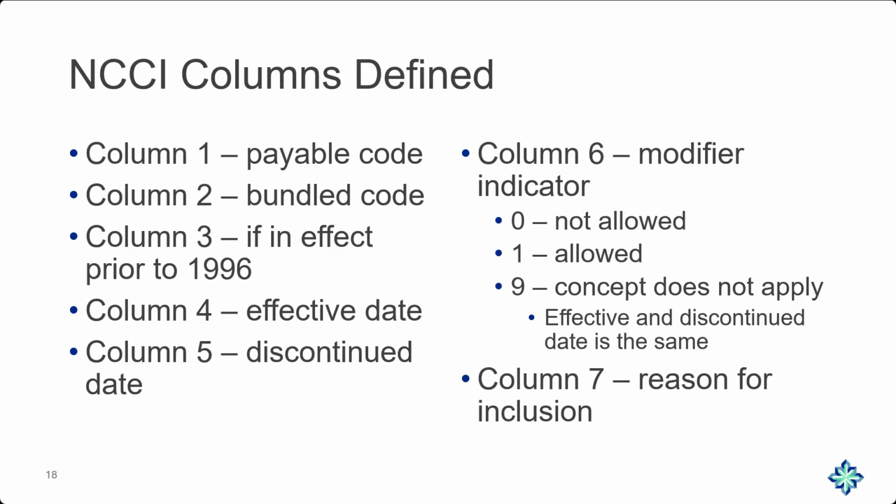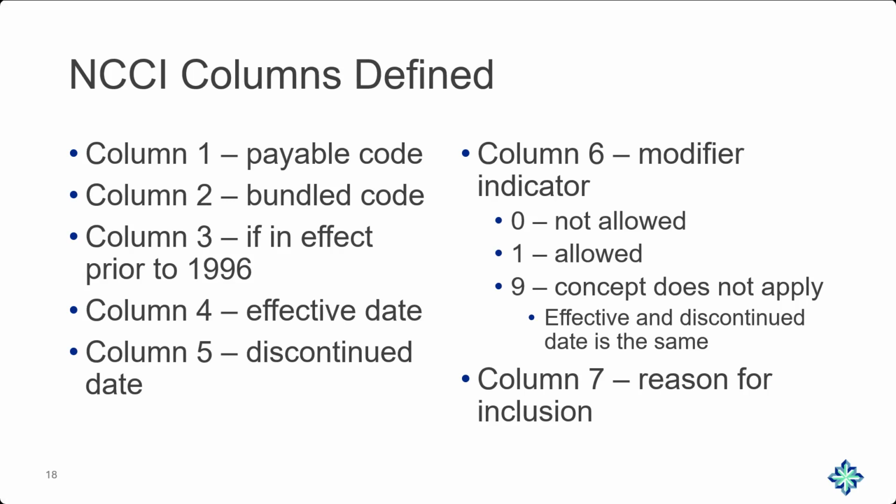If it's discontinued, it will show you that in column 5. Column 6 is going to be your modifier indicator, and this is going to be that key part to those modifiers that we just showed. You're looking for a 0, which means that a modifier is not allowed. A 1 tells you that a modifier is allowed, and 9 means that the concept does not apply. So it's not something that you're going to utilize. And then column 7 is the reason for inclusion.